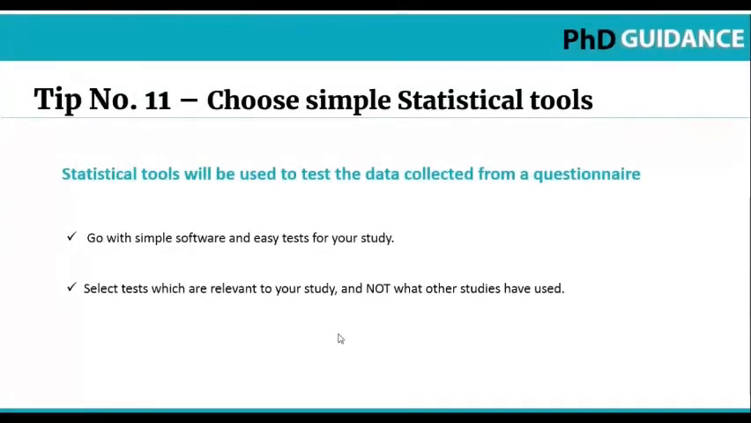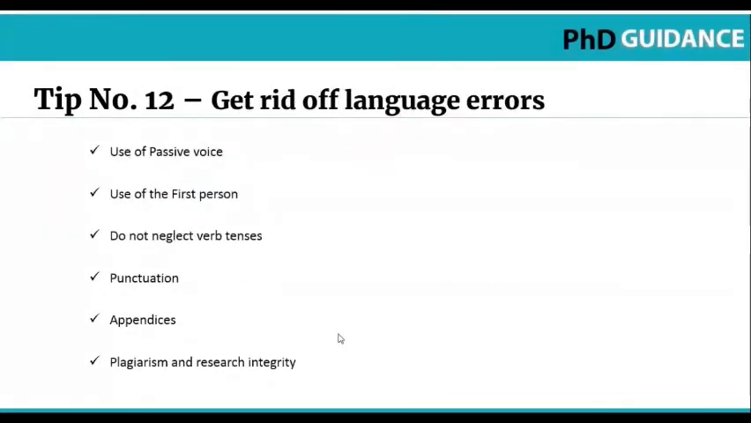So moving on to tip number 12, that is, get rid of language errors. Do not make mistakes in your language. You are basically going for a PhD thesis submission. So use of appropriate tenses and correct grammar is a must. Be careful while doing the language check. It seems highly unprofessional when your supervisor points out such mistakes. Do not forget the level of qualification you are working for.